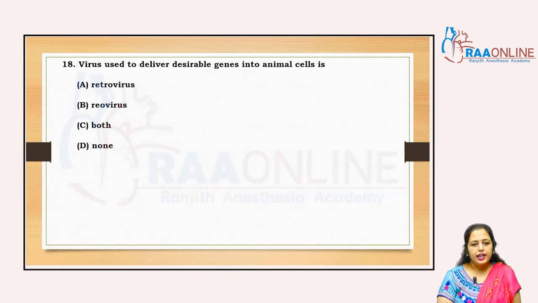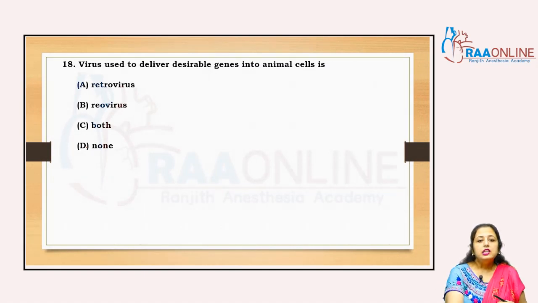Now come to the next. The virus used to deliver the desirable gene into the animal cell is called the retrovirus, the reovirus, both or none? They are known as the retroviruses. They are called the retrovirus.